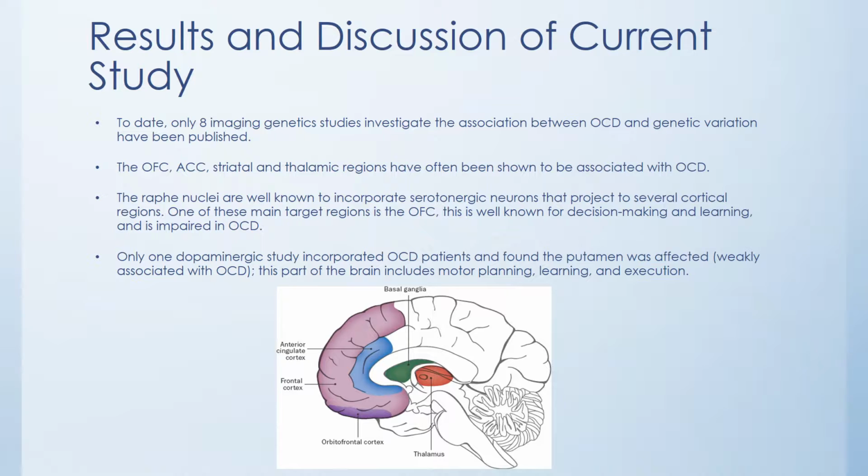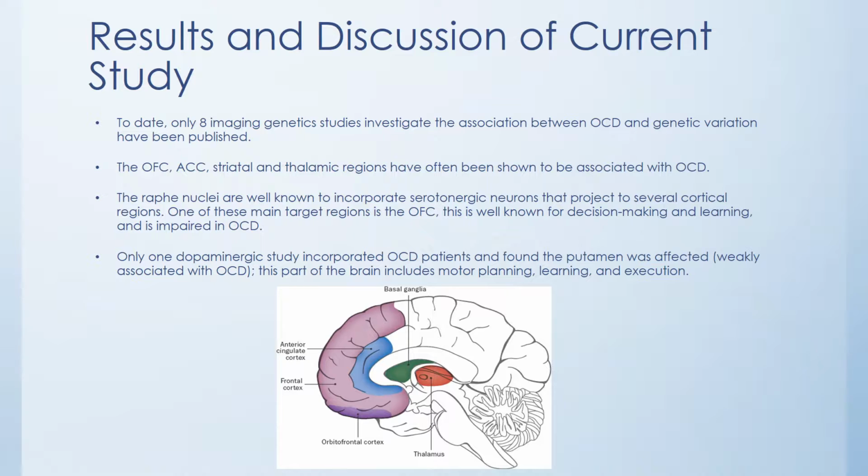I just want to say that to date, there are only 8 imaging genetic studies that have investigated the association between OCD and genetic variations and that they are published. Most of these genetic associations have been proven by meta-analysis and the Genome-Wide Association Project. But as I mentioned, that's in the article within Table 1. I wasn't able to upload that table because you wouldn't have been able to see it, so when you get a chance, take a look in the article.